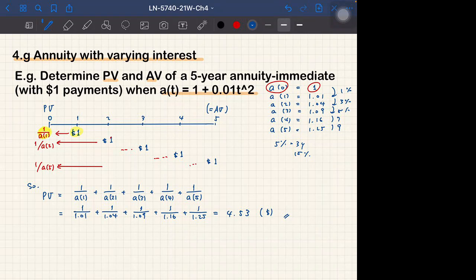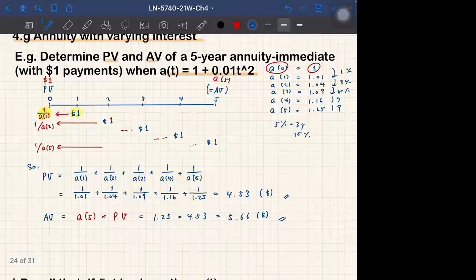Okay, so how about accumulated value? Accumulated value of this cash flow is what? This is not difficult once you got present value because the $1 becomes A(5). So that means the accumulated value is equal to A(5) times PV. So this is equal to 1.25 times the 4.53. So this becomes 5.66. So it's more than $5.